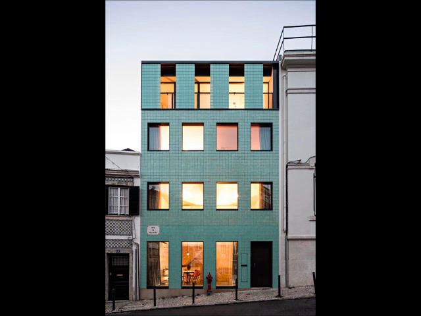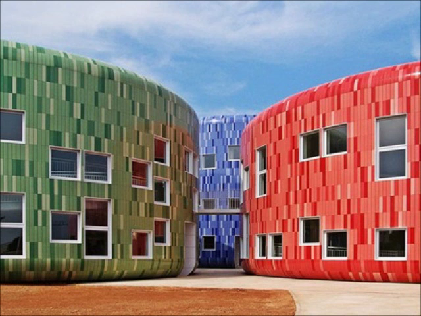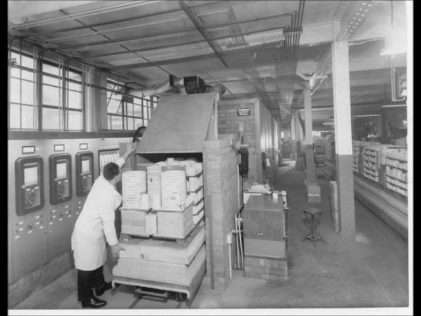Architects, builders, and individuals are taking a fresh look at tiles and how they can be used to enhance both interiors and exteriors of homes, public buildings, and workplaces. By the beginning of the 20th century, tile was manufactured on an industrial scale. The invention of the tunnel kiln around 1910 increased the automation of tile manufacture.